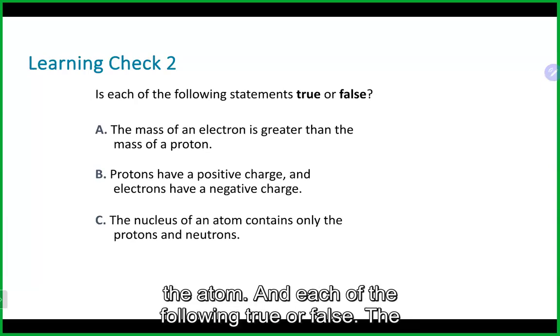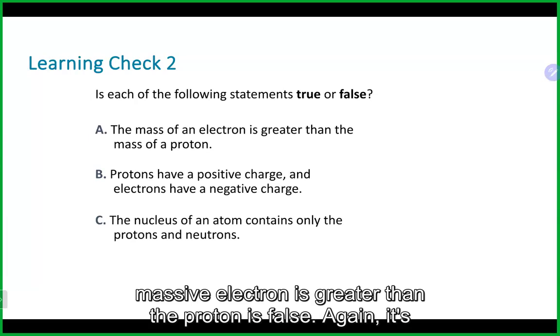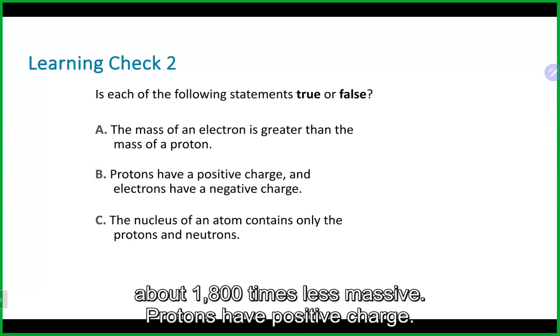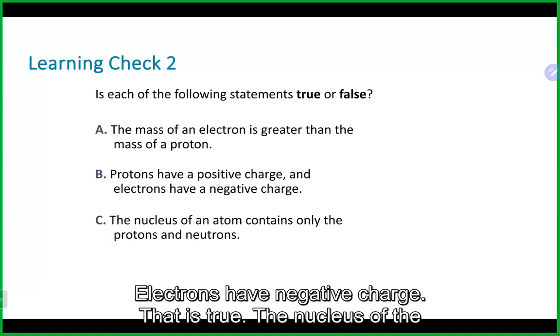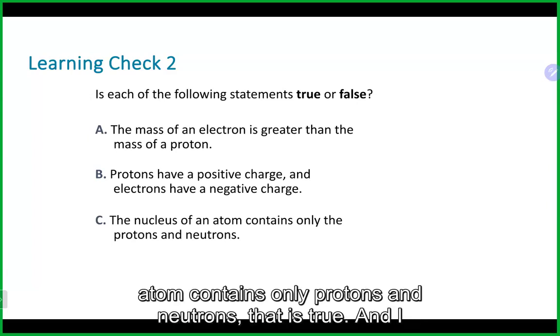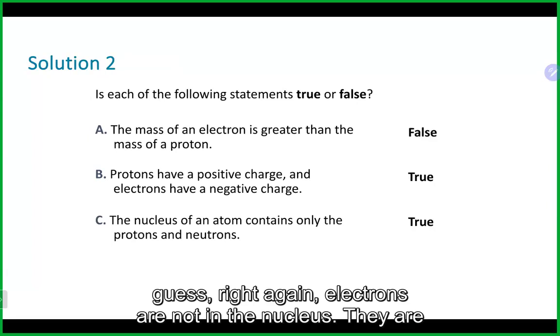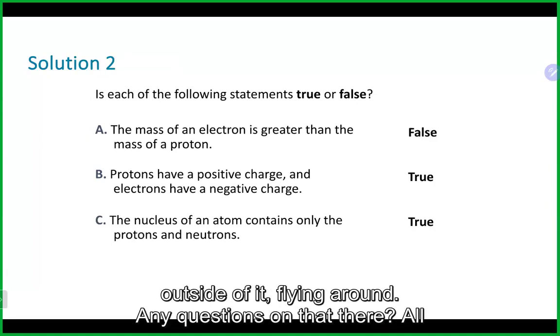In each of the following, true or false: the mass of an electron is greater than the proton. It is false. Again, it's about 1,800 times less massive. Protons have positive charge, electrons have negative charge. That is true. The nucleus of the atom contains only protons and neutrons. That is true, right? Again, electrons are not in the nucleus. They are outside of it flying around. Any questions on that there?